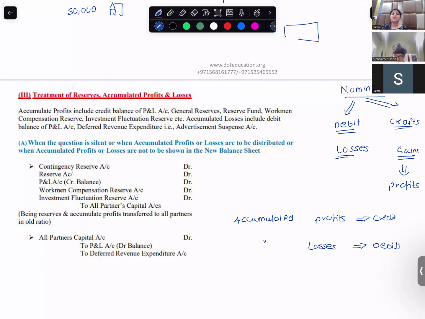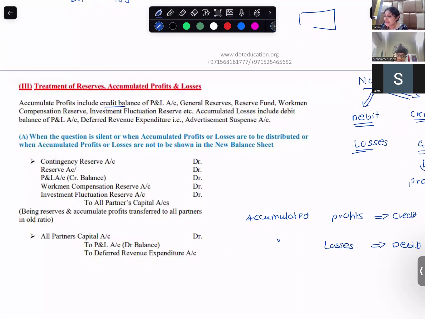In the balance sheet, how do I come to know whether a particular thing is an accumulated profit or an accumulated loss? If in your balance sheet you have on the liability side, the credit side, profit and loss account, general reserves, reserve fund, workmen compensation reserve, investment fluctuation reserves, these are all accumulated profits.